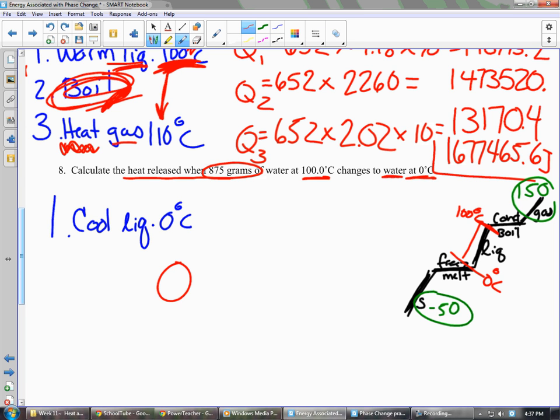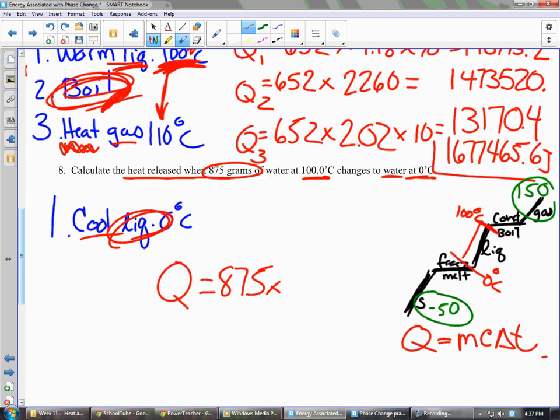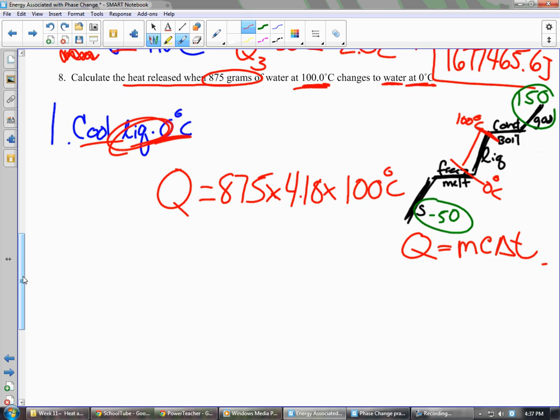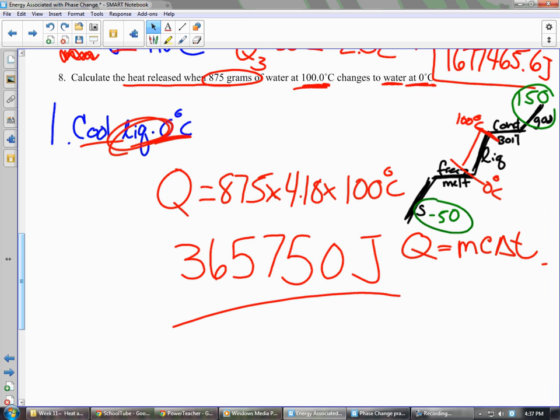So let's knock out that one Q here. If we're cooling, we're going to do Q is equal to MC delta T. Our M here is 875. My C, we are in the liquid phase, is going to be 4.18. And my delta T, I want to go to 0. I am at 100. It's just going to be 100 degrees Celsius, and I'm trying to cool down. If you multiply this across, you're going to get 365,750 joules. Okay? Hopefully that helped you. Bring in any questions you have to me tomorrow.